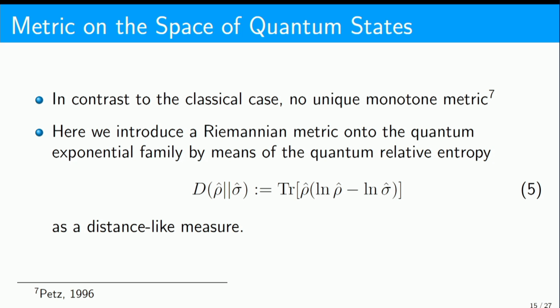And next we consider metrics. What is different from the classical case, with regard to the metric, is that there is no unique monotone metric in the quantum context, and so here we introduce a Riemannian metric onto the quantum exponential family by means of the quantum relative entropy, defined as this, as a distance-like measure.